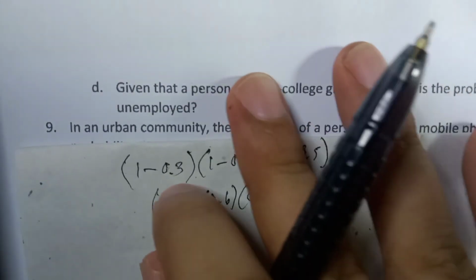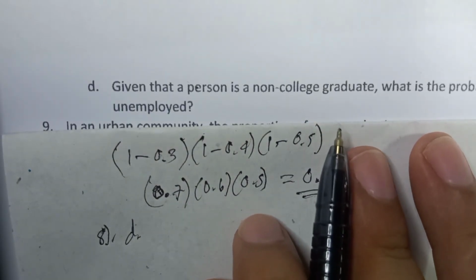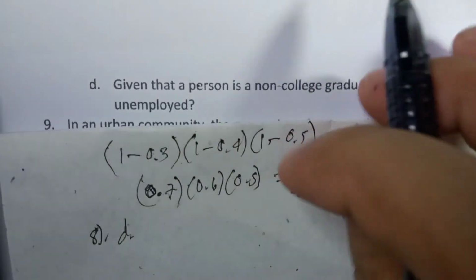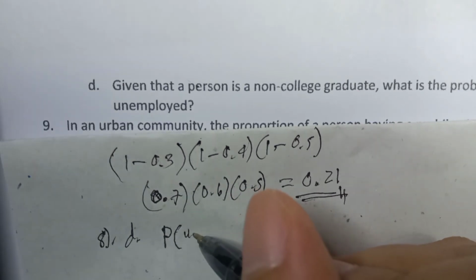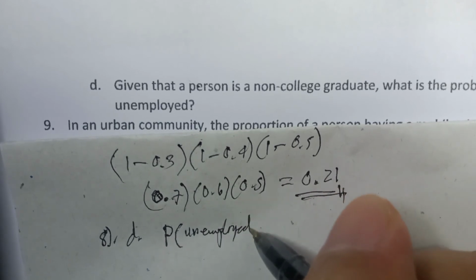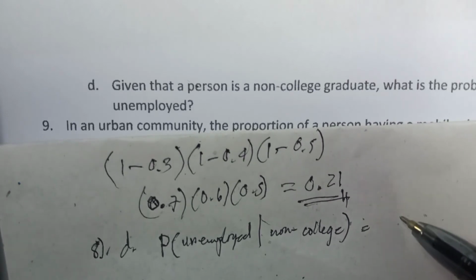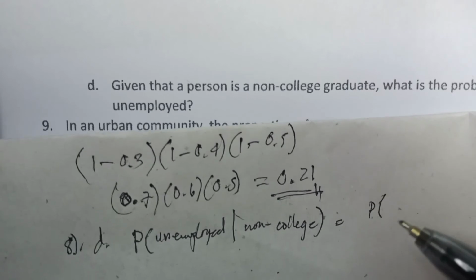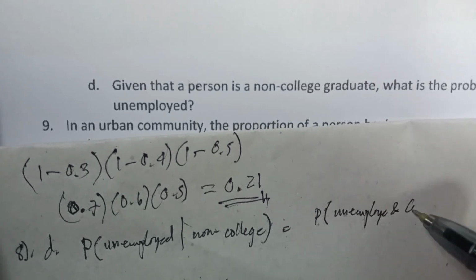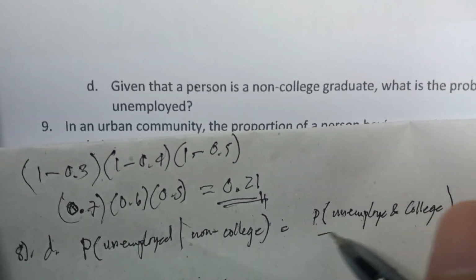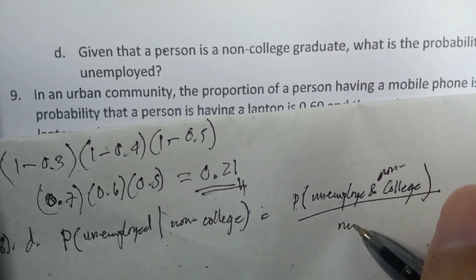For number 8, letter D, you are asked that given that the student is a non-college student, what is the probability that he is unemployed? So we know for a conditional statement, probability given that unemployed given non-college, so this would be probability of, we can say that is defined as probability of unemployed and college divided by, so what is the given? Non-college.